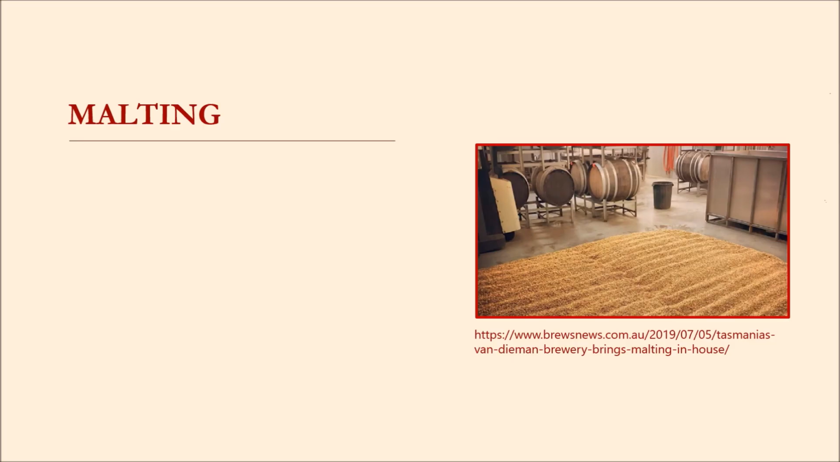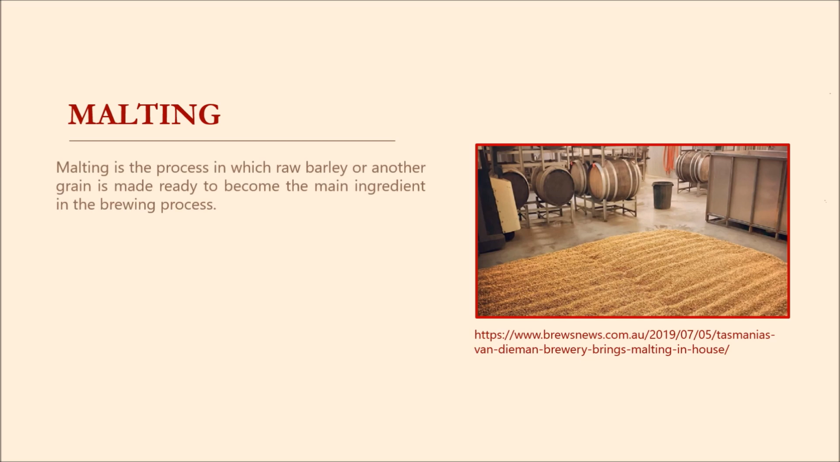The first process in beer making is malting. Most brewers just buy finished malt from suppliers rather than making their own because malting itself requires several days of effort. Malting is a process in which raw barley or another grain is made ready to become the main ingredient in the brewing process.